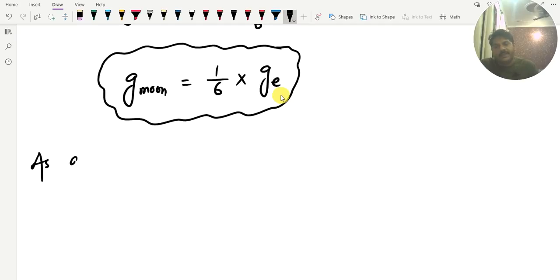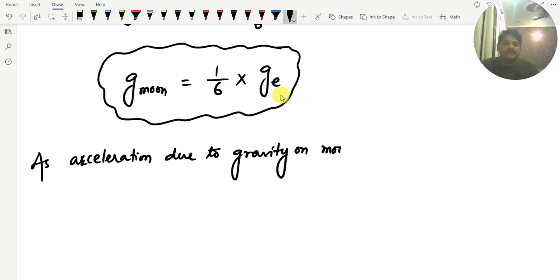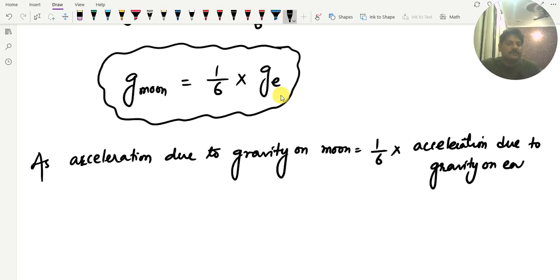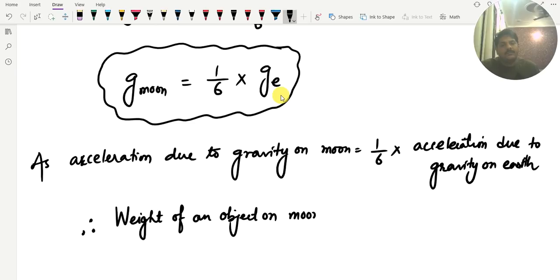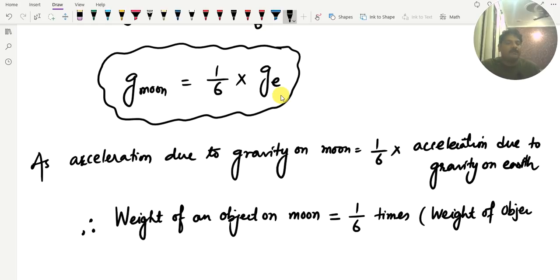Therefore, as acceleration due to gravity on Moon is equal to 1 by 6 into acceleration due to gravity on Earth, weight of an object on Moon would be equal to 1 by 6 times weight of the object on Earth.